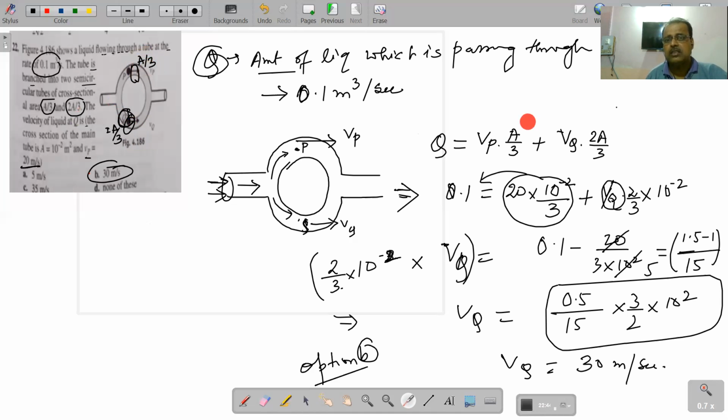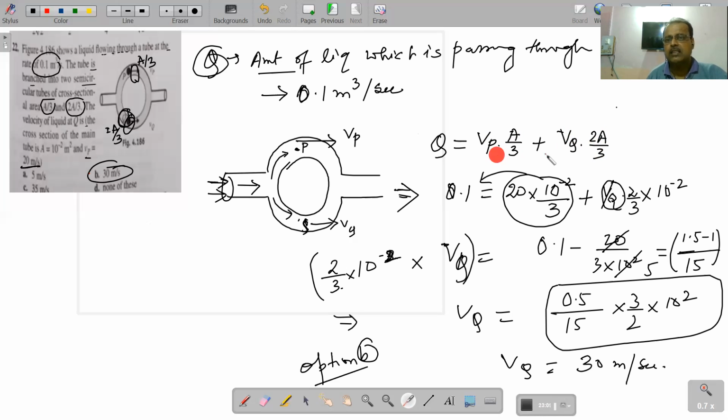So if you just see Vp into A by 3, what is this? This is basically the volume of the liquid per unit time. Because this is velocity, this is cross-sectional area. So the entire thing becomes volume of the liquid per unit time. The same thing happens over here. This is VQ into 2A by 3. This is the velocity, this is the cross-sectional area. So you are going to get the volume of the liquid per unit time.